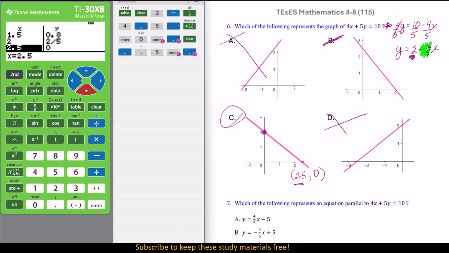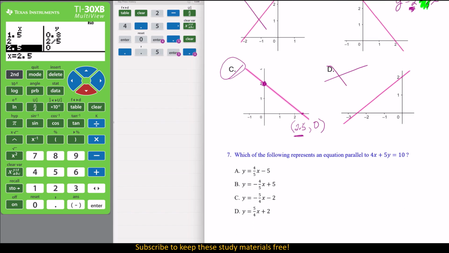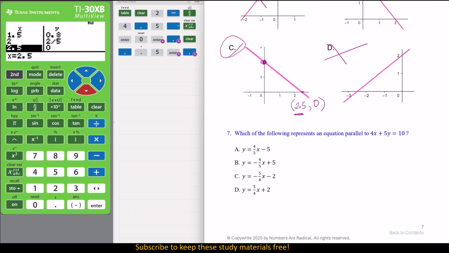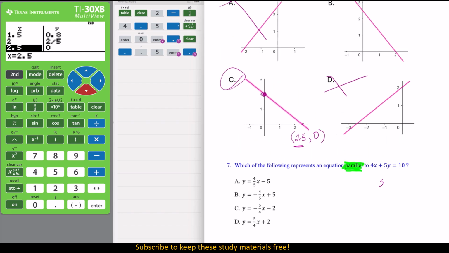All right, let's look at number 7. Okay, which of the following represents the equation parallel to? That's a big word right there, parallel. That really tells us what we need to look for, okay? All right, so we need y-intercept form, okay? Oh, well, that's the exact same one. What am I doing? That's the one we had up here. We already know the y-intercept form. We want to know what's parallel.